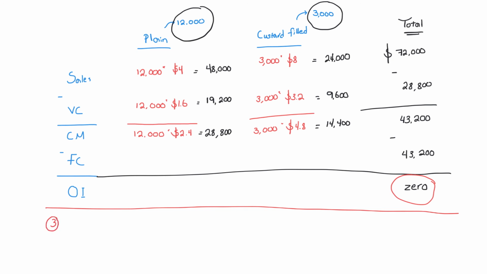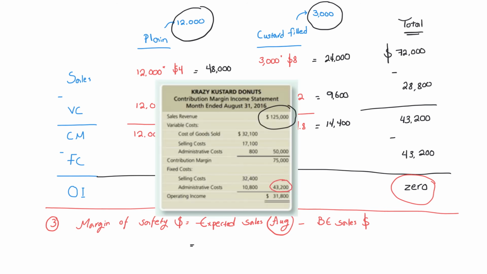He is asking for the margin of safety in dollars for month of August. Okay, so the formula will be expected sales for month of August, okay, less break-even sales. Again, since he's asking for dollars, you need to find the break-even sales in dollars. Now, expected sales in August, you need to go back to the question and check what the sales in August were. As you can see, sales in August was $125,000. So expected sales for August is $125,000 less break-even sales in dollars.